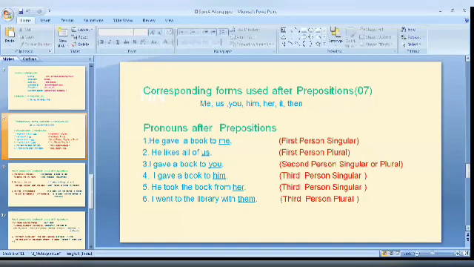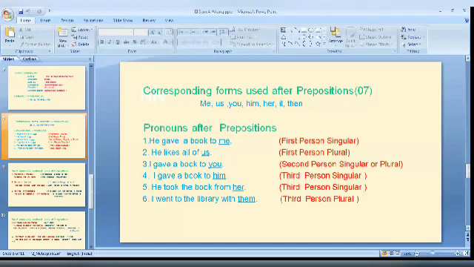And the last example is them. I went to the library with them. So here the corresponding form is them, and it is third person plural. When we are using this corresponding form, third person plural, we are using the preposition with. So in this way, the prepositions are always used before the corresponding forms.